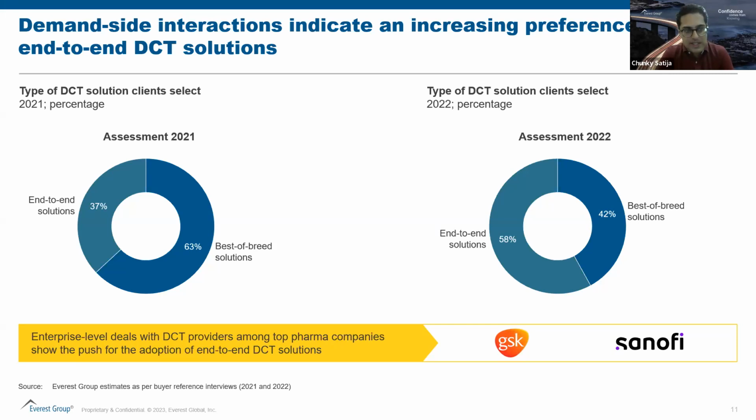So when we did this assessment in 2021, around 63% of the buyers mentioned that they prefer best of breed solutions, and only 37% mentioned that they prefer end-to-end solutions. But when we repeated the assessment in 2022, this was one of the areas which saw significant change. So you would see on the right, 42% of the buyers in 2022 mentioned that they prefer best of breed solutions, whereas 58% mentioned that they prefer end-to-end solutions.